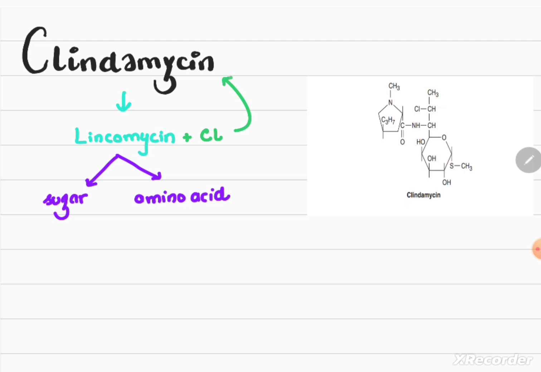So this is the structure of clindamycin on the right side of the screen, and this part is the sugar moiety, and this part here is the amino acid moiety. Lincomycin, when substituted by chlorine, forms clindamycin. So these are the things we need to remember about the chemistry of clindamycin: it has two basic components, one part is the sugar or glycone component, and the other part is the amino acid. Next we will move towards the mechanism of action of clindamycin.